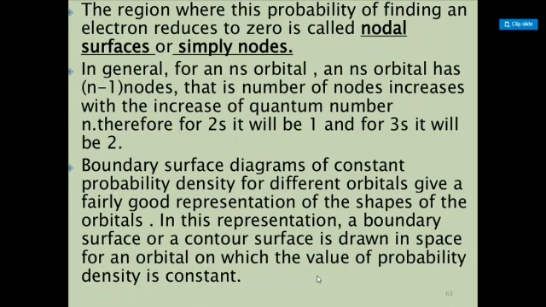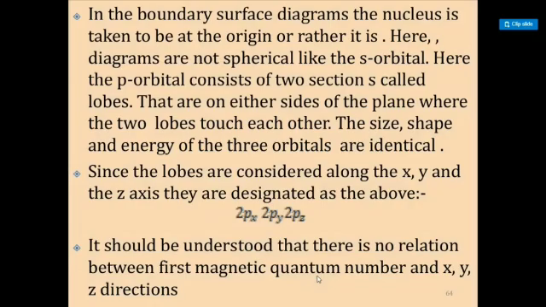Boundary surface diagrams of constant probability density for different orbitals give a fairly good representation of the shapes of the orbitals. In this representation, a boundary surface or a contour surface is drawn in space for an orbital on which the value of probability density is constant. In the boundary surface diagram, the nucleus is taken to be at the origin.